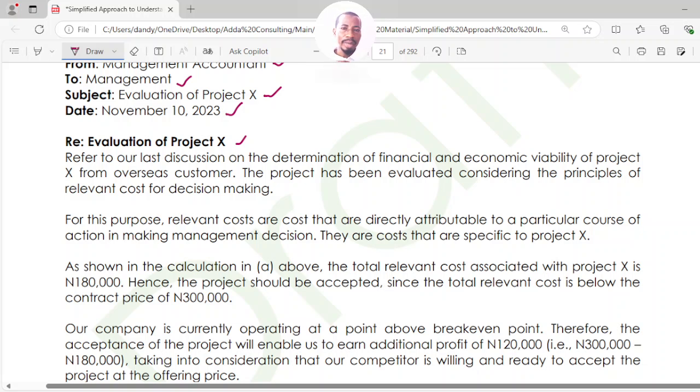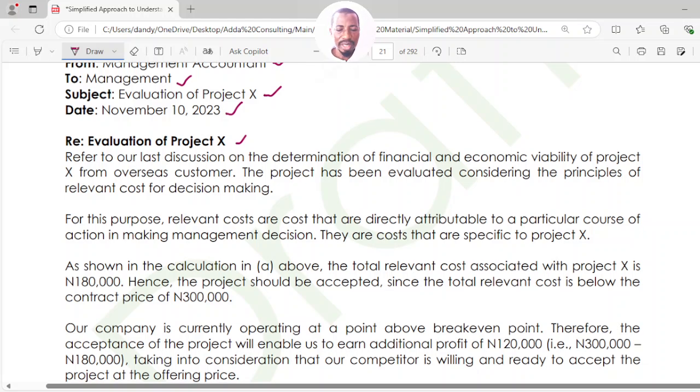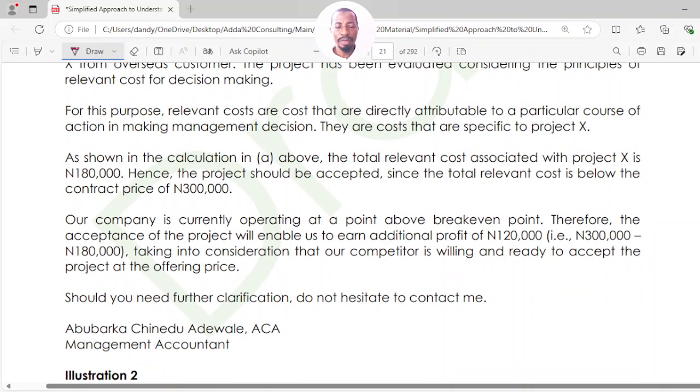As an expert, management accountant is an expert embedded within the organization. I've evaluated this project, and then we discovered that, of course, the company will only incur 180,000 naira, and the customer is willing to pay 300,000 naira. That means there is a profit or contribution of 120,000 naira to be earned. That is 300,000 minus 180,000. Then I'll move to the next paragraph of my report.